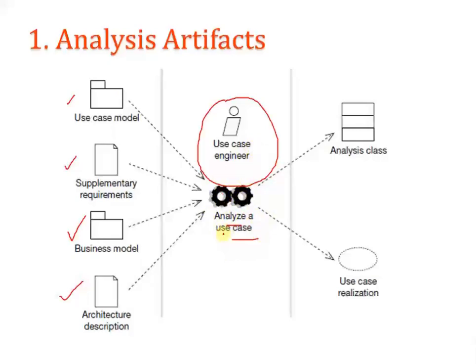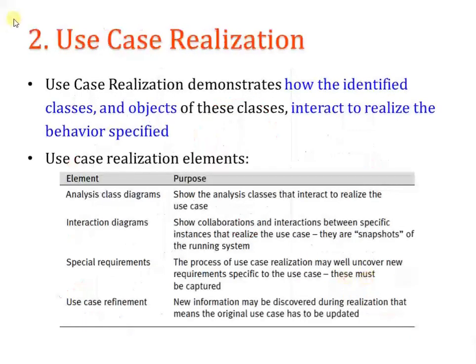After doing so, he will be returning two different artifacts. That is, the analysis modeling will have two different outputs. One is called analysis classes, and the other one is called use case realization. Under this, we will be discussing the first concept, that is use case realization, in this video session. Use case realization demonstrates how the identified classes, objects, etc. will interact with each other.